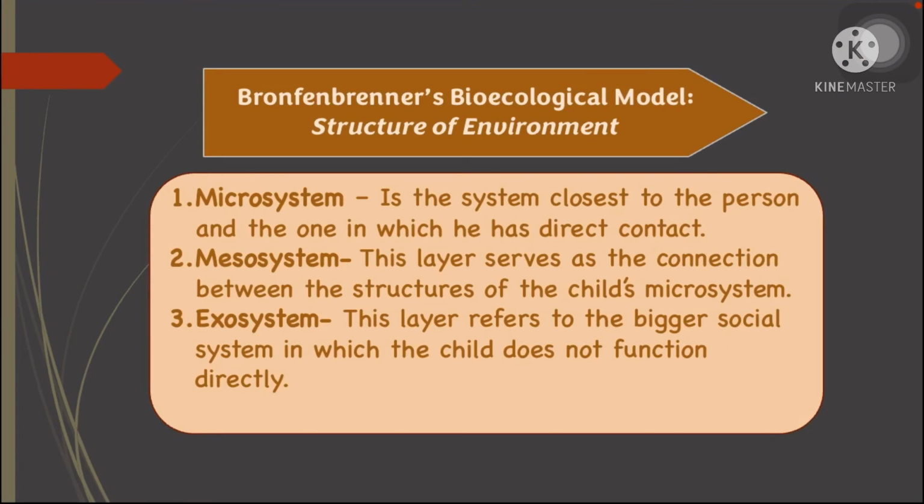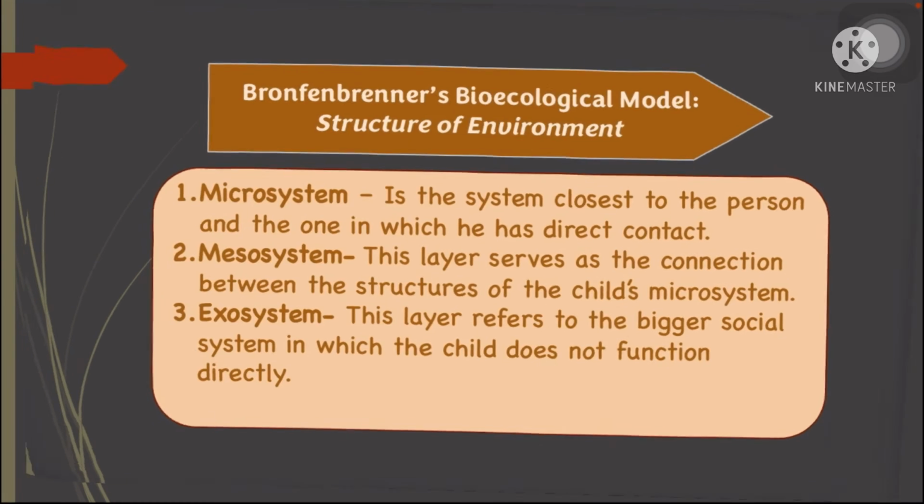Bronfenbrenner identified 4 systems within which children exist that would combine to have an impact upon how they grow and develop. First, the microsystem is the system closest to the person and the one in which he has direct contact. 2. Mesosystem. This layer serves as the connection between the structures of the child's microsystem. 3. Exosystem. This layer refers to the bigger social system in which the child does not function directly.